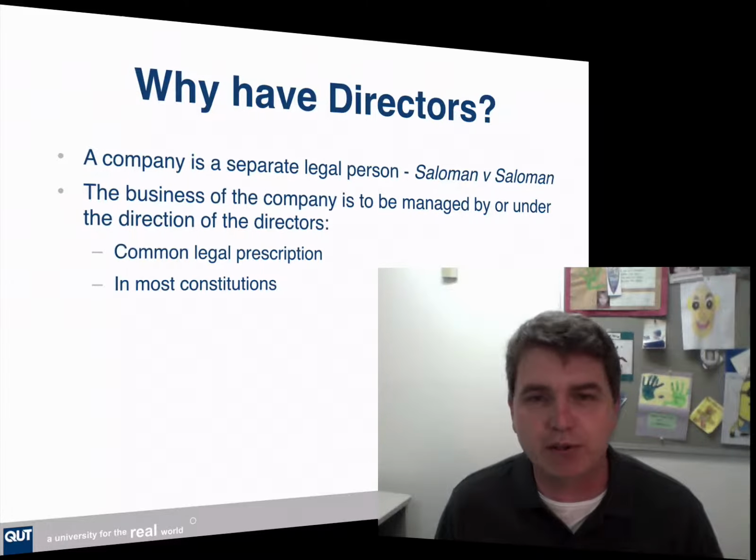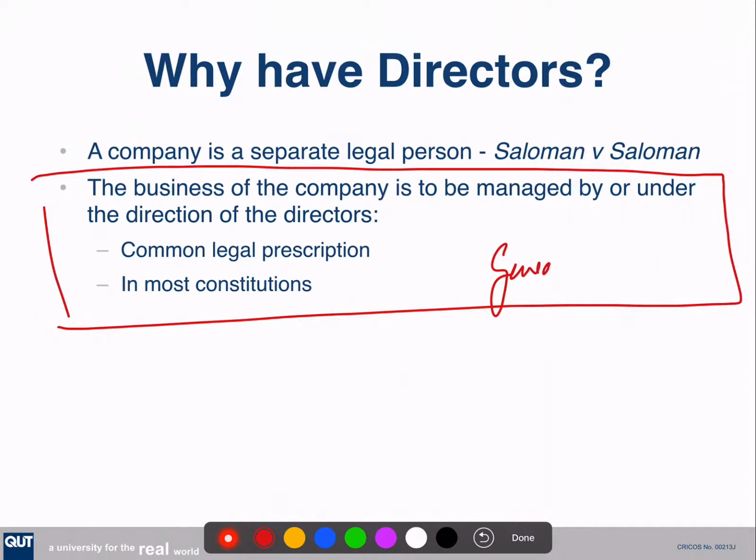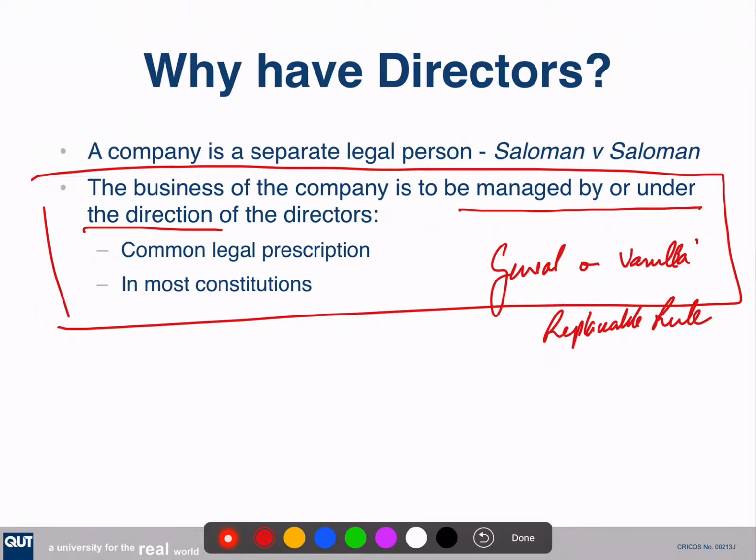Now, while the answers to these questions can vary from company to company, what we've got on this slide is the general or vanilla position around power in the company, right? So in the Corporations Act, this is a replaceable rule. What that means is it's the rule that is put in a company's constitution unless it's taken out and replaced. And so the general rule that governs who can make decisions for companies is this one. The business of the company is to be managed by or under the direction of the directors.